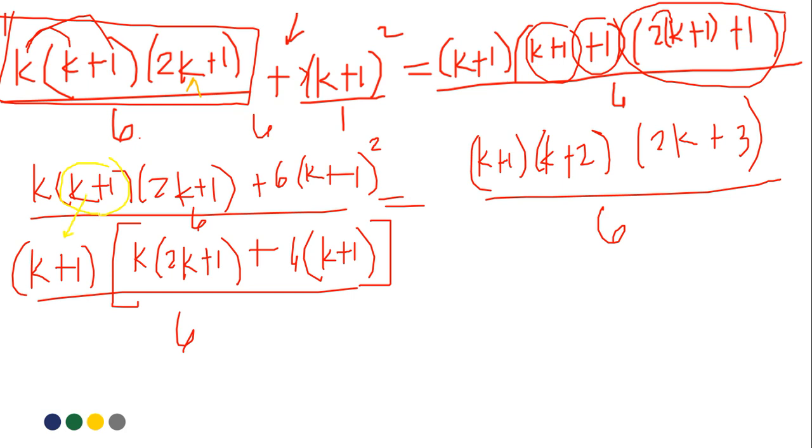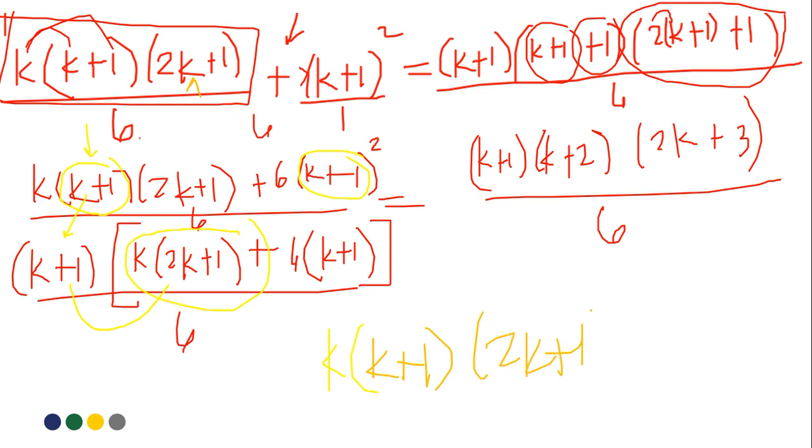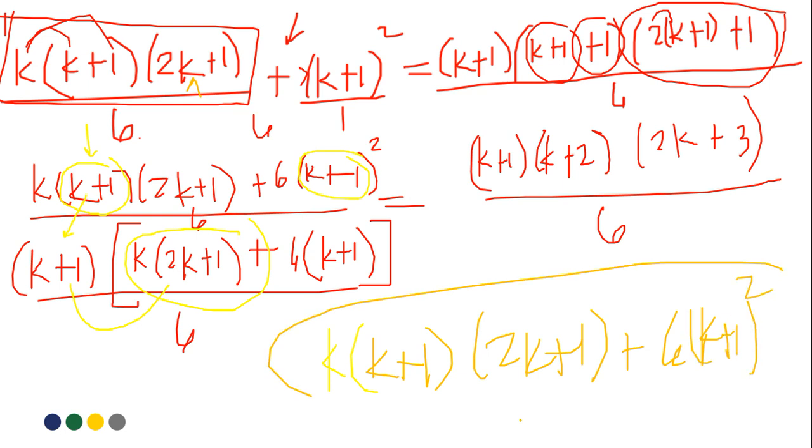Tingnan nyo mabuti to. Yung k plus 1, kinuha ko dito, tapos yung k plus 1 na isa dito, kaya nilabas natin. Ngayon, ang gawin natin dito is i-distribute natin itong k plus 1. I-distribute ko to sa k, tapos 2k plus 1. Ang magiging sagot, di ba, k, palitan ko to ng kulay. Magiging k, tapos k plus 1 lang din, tapos 2k plus 1 plus 6 times k plus 1. Parehas lang din. Gets?